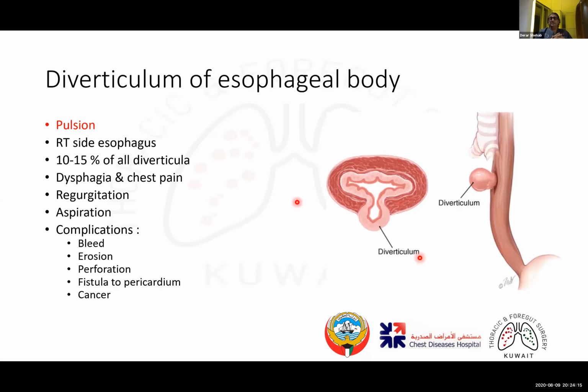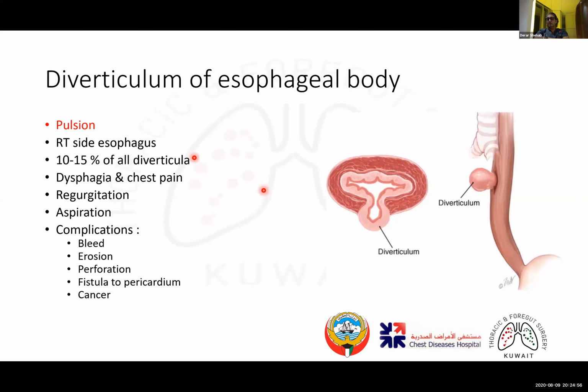The other diverticulum is the one that occurs in the esophageal body. Again, it's a pulsion diverticulum, usually occurring on the right side because the left side is occupied by the heart. Those patients present with dysphagia, sometimes chest pain. If the pouch is big, then they might present with regurgitation and aspiration, or complications of the pouch, which could be erosion, bleeding, fistula, for example. Again, it may harbor cancer cells, probably less than 1%.